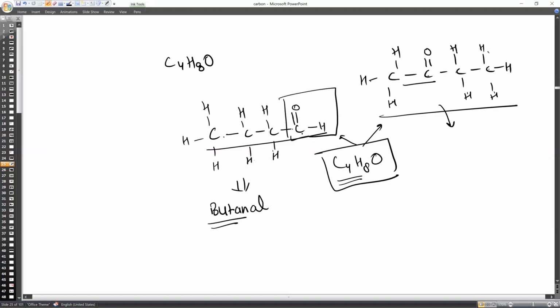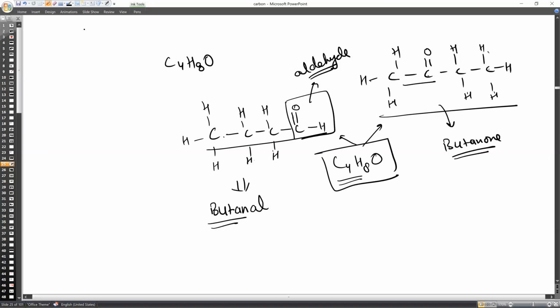CHO is aldehyde. This is the aldehyde functional group. And this other one is butanone. So they both have the same molecular formula, but they have different functional groups, so they are known as functional isomers.